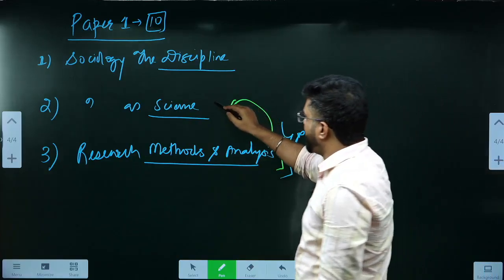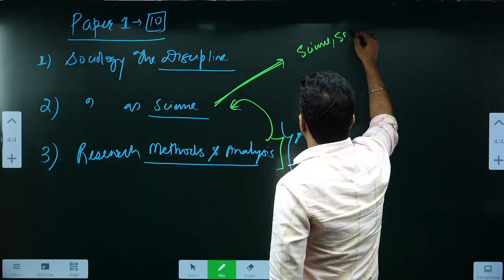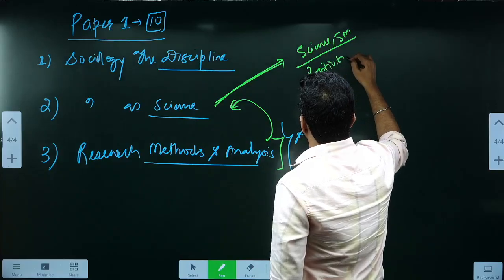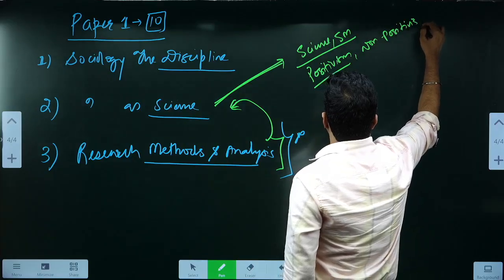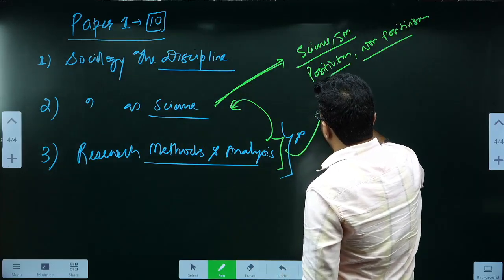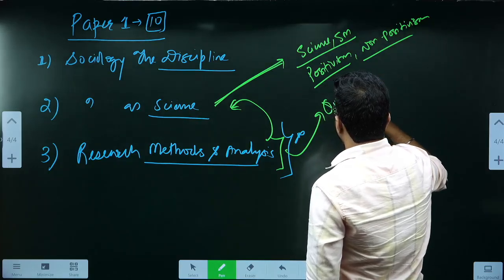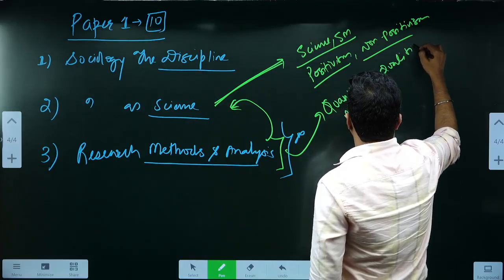So when we talk about science and the scientific method, then we talk about positivism and non-positivism, and from chapter 3 we talk about quantitative methods and qualitative methods.